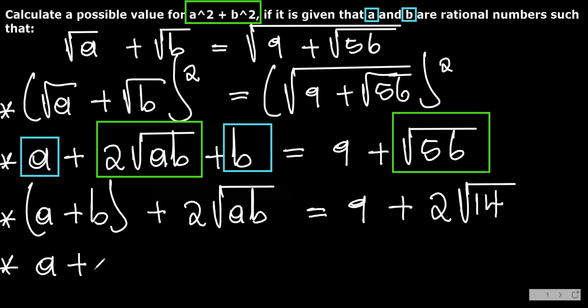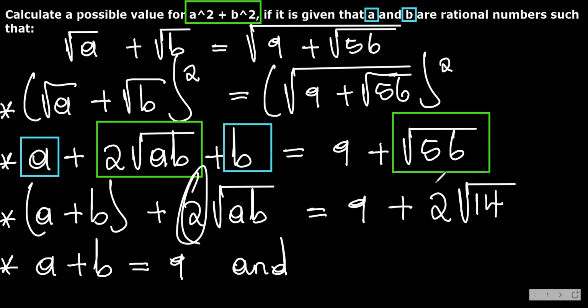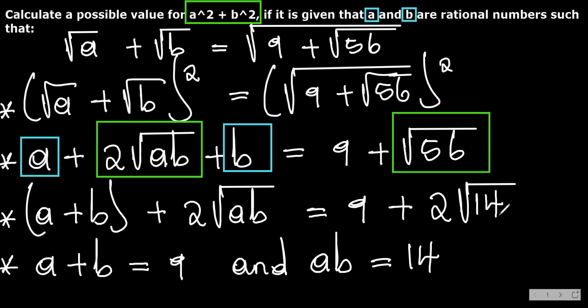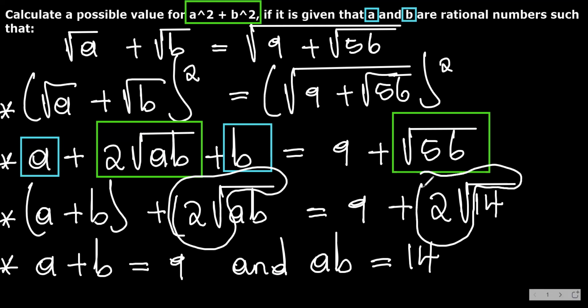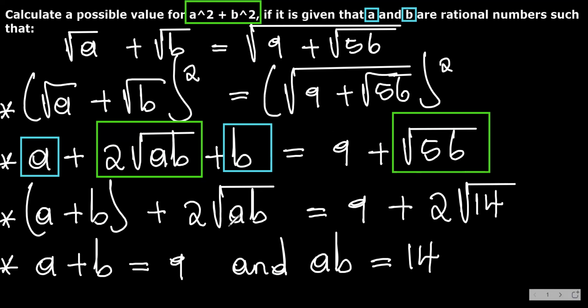and say a plus b will be equal to 9. In fact, we should be saying and here. Can you see that we have a 2 and a 2 there? So this means we can just say AB must be equal to 14. Because the 2 and the square root, they already have it in common. So we can just choose to ignore that and just say AB must be equal to 14. This is what we say.